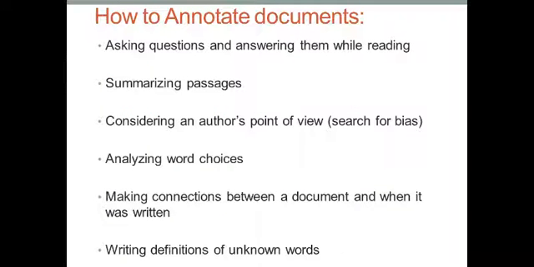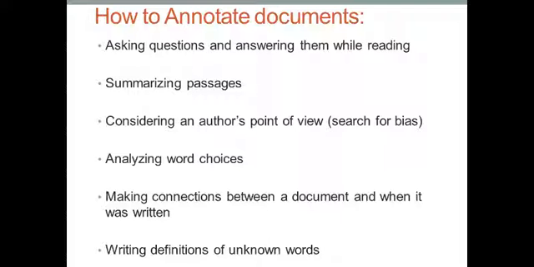So, before we get into the nitty-gritty of actually experiencing document annotation, let me give you a couple of tips and tricks and pointers for what you should do. You should ask questions and answer them while you read. You should summarize passages. You should always consider an author's point of view. You want to search for bias. Now, it doesn't mean you can't use the source, but it is helpful to know if an author is coming from a very particular perspective. You want to analyze word choices. All right, if an author is using loaded language or very strong language, that gives you a sense of how they view the topic, and that's going to give you more information.